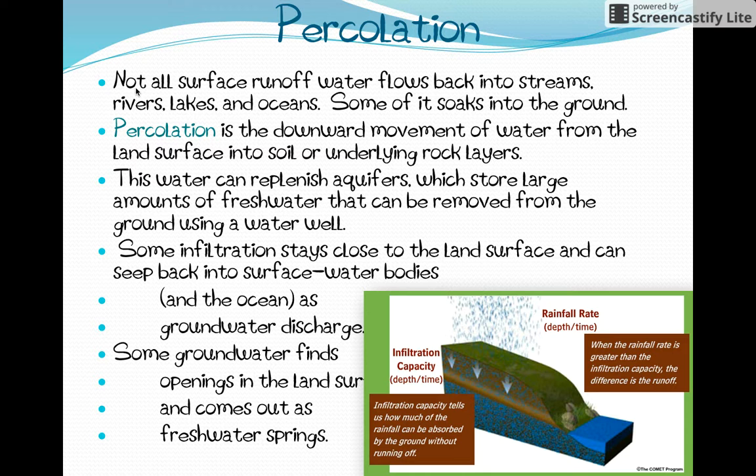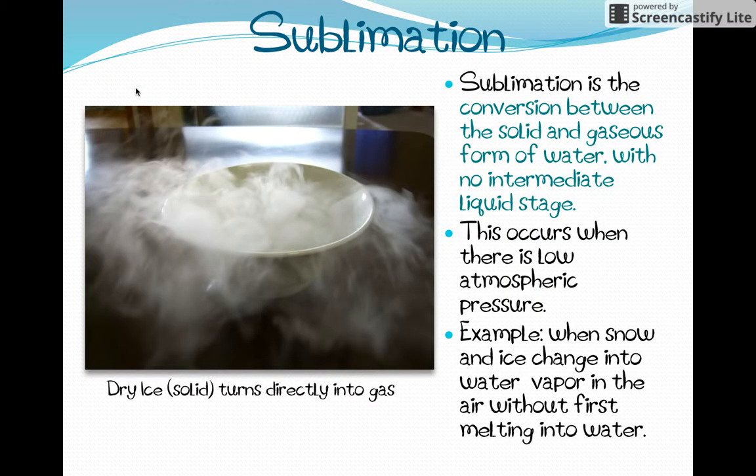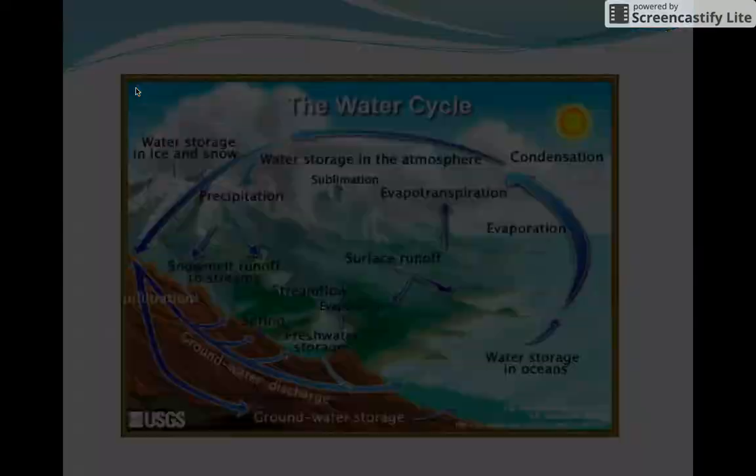Some infiltration stays close to the land surface and can seep back into surface water bodies and the ocean as groundwater discharge. Transpiration is evaporation that happens from plants, so water is returned to the atmosphere by plants. Sublimation is a conversion between the solid and gaseous form of water with no intermediate liquid stage. This occurs when there is low atmospheric pressure. For example, when snow and ice change into water vapor in the air without first melting into water. So that is the water cycle.